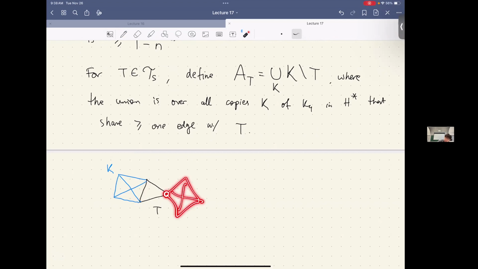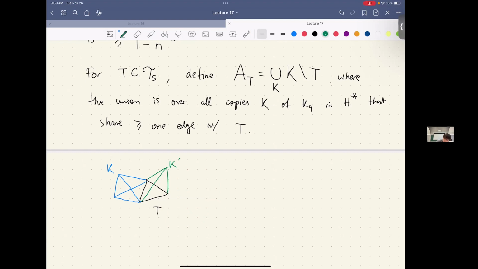No. If it shares only a vertex, we don't care, because all we care about is deleting edges. We don't care about vertices, okay? We don't care about such K4. So another example, for example, it could also look like this. K prime. This is also possible. It could intersect and share all three edges with T. That's also possible.